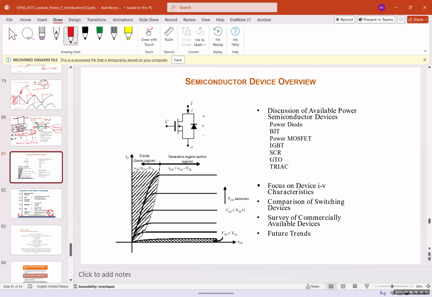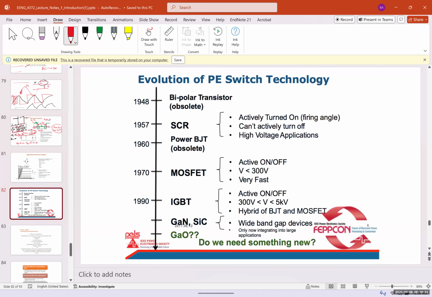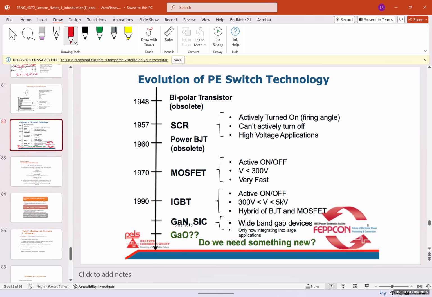We would compare the switching devices like the thyristors and triodes, and also BJT and MOSFET transistors. And we would do a survey of commercially available devices and look at some future trends. This graph shows the evolution of power electronic switch technologies.